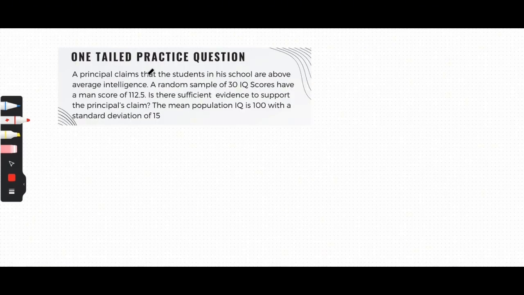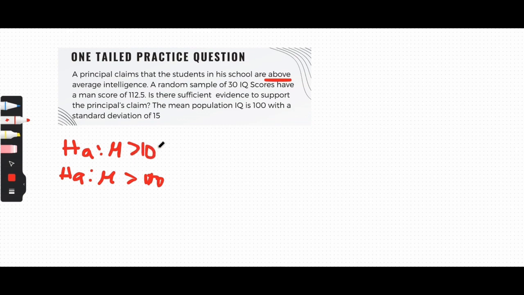First, we're going to identify the claim. The principal is claiming that his students in his school are above average intelligence. So we can construct our hypotheses. Our alternative hypothesis, because this is the claim, is that the mean is greater than 100, since the word above speaks the greater than sign. And our null hypothesis is that the population mean is equal to 100.